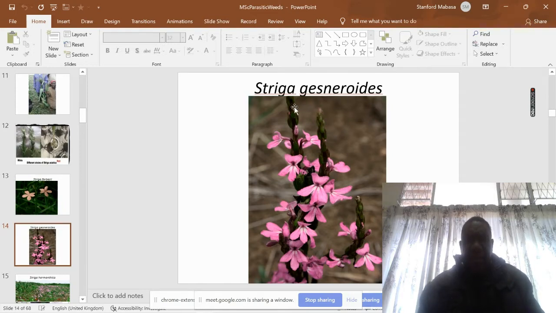This one is Striga hermonthica. In Zimbabwe, it attacks tobacco, but it has been reported that it can attack cowpeas, especially in West Africa.